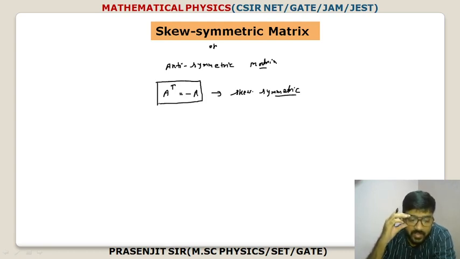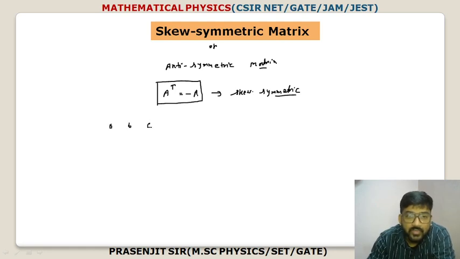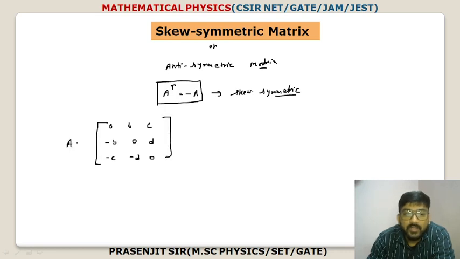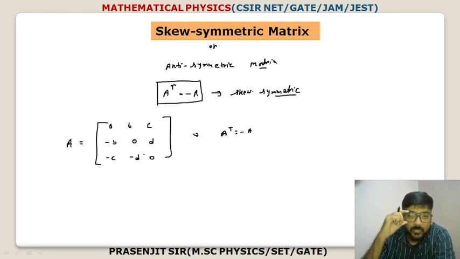Now let us again take an example, something like 0, B, C; minus B, 0, D; and minus C, minus D, 0. So this is your matrix, which is an antisymmetric matrix, because if you take the transpose of this then you will always get minus A. Now one thing you can see from this matrix is that the diagonal elements are 0, and this is not only for this particular matrix. For any skew symmetric matrix you can see the diagonal elements are 0.